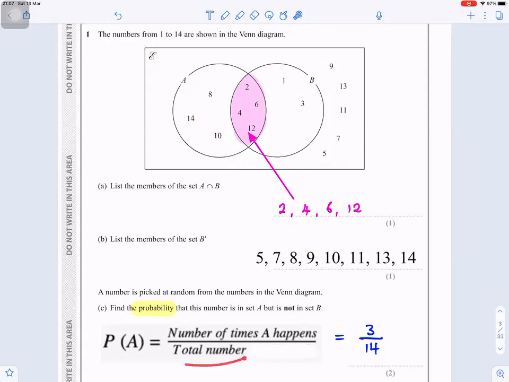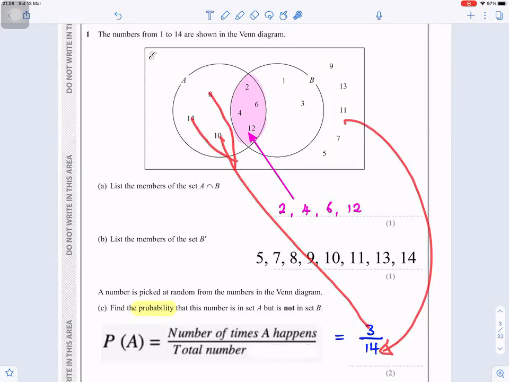And how many numbers are there in total? There's 14 numbers in total. It tells us in the question there's 14 numbers in total. Or you can count them: 1, 2, 3, 4, 5, 6, 7, 8, 9, 10, 11, 12, 13, 14. 14 numbers in total. And how many of them are in A which are not in B? 3 of them. 1, 2, 3. So the probability is 3/14.